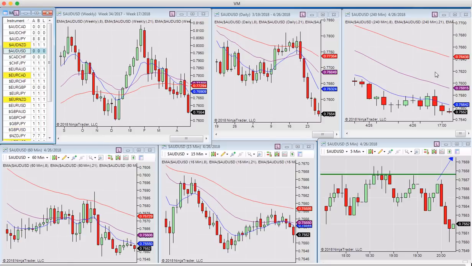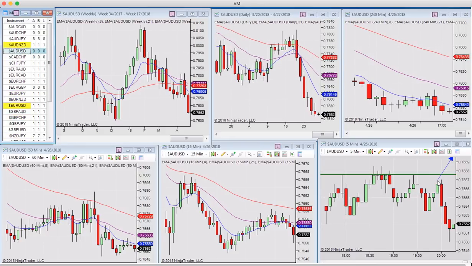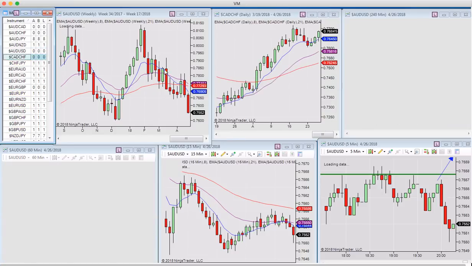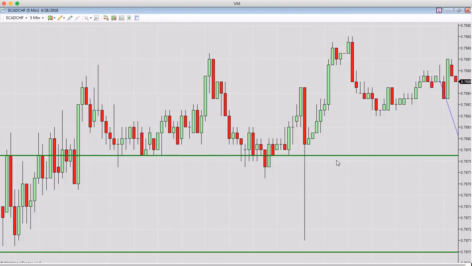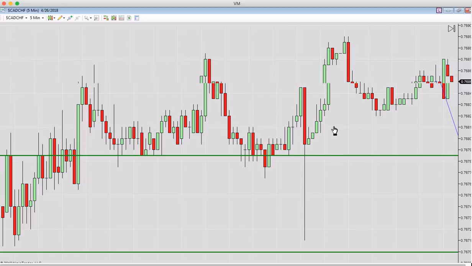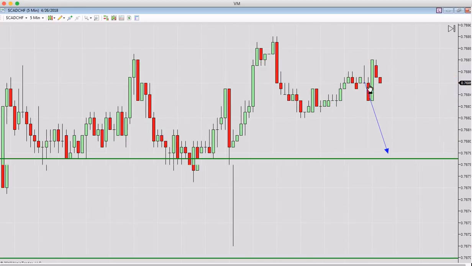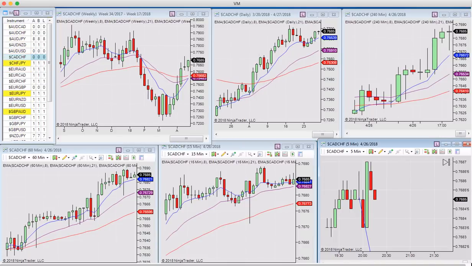AUD USD. Our line has not been touched. Our line did not get touched. We're still waiting for that, so nothing to do there. CAD CHF. Okay, we're waiting for a touch of here to enter on a limit. We keep an eye on that.